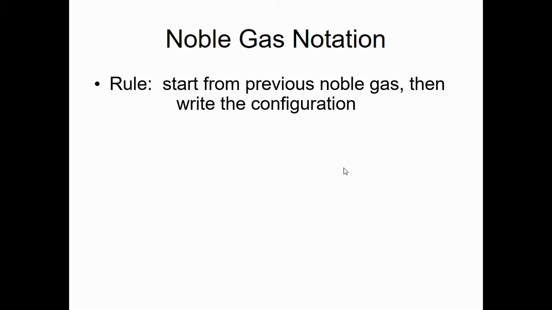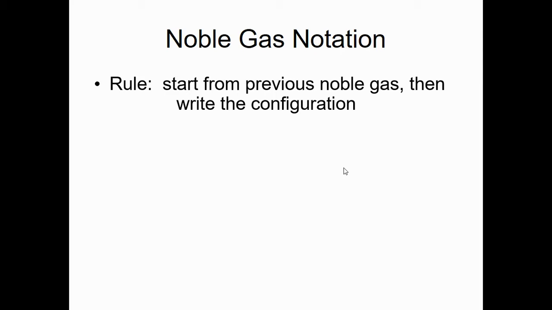But noble gases are like the royalty of the periodic table. They don't interact with anybody. They're inactive. They're unreactive. They're inert. All elements on the periodic table, their goal in life is to have a noble gas configuration, to have a full octet. But regardless, to write noble gas notation, you need to know what a noble gas is. What you're going to do is start from the previous noble gas of the element you're looking at, and then write the configuration.